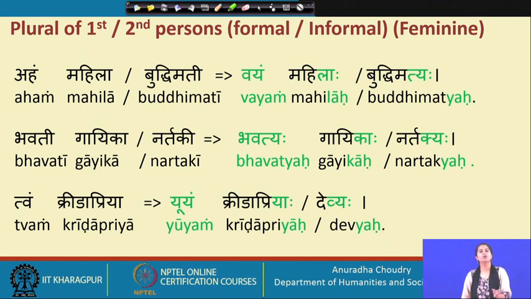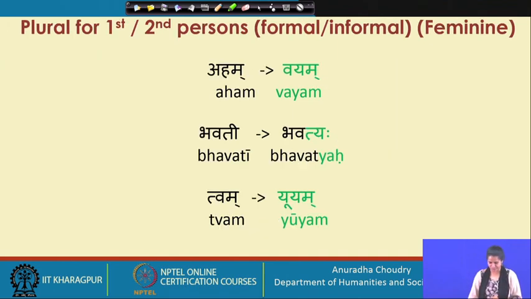And I also have put in yuyam devyaha. So what would be the singular of that? Tvam devi. So that was a special exercise to see if you can remember what the singular is of that. Okay, uttamam, let's move on. Let's look at the whole form. So aham, vayam remains the same for masculine or for the feminine. Bhavan becomes bhavati and bhavantaha becomes bhavatyaha for the female. And tvam remains the same irrespective of the gender, which is yuyam.